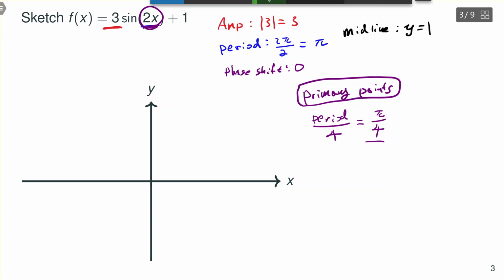So let me sketch that. We start from 0, and we increase each grid by pi over 4 on the x-axis: pi over 4, 2 pi over 4, 3 pi over 4, 4 pi over 4. And you notice that 2 pi over 4 is the same as pi over 2, and 4 pi over 4 is just pi. Okay, so we divide into these 4 sections.